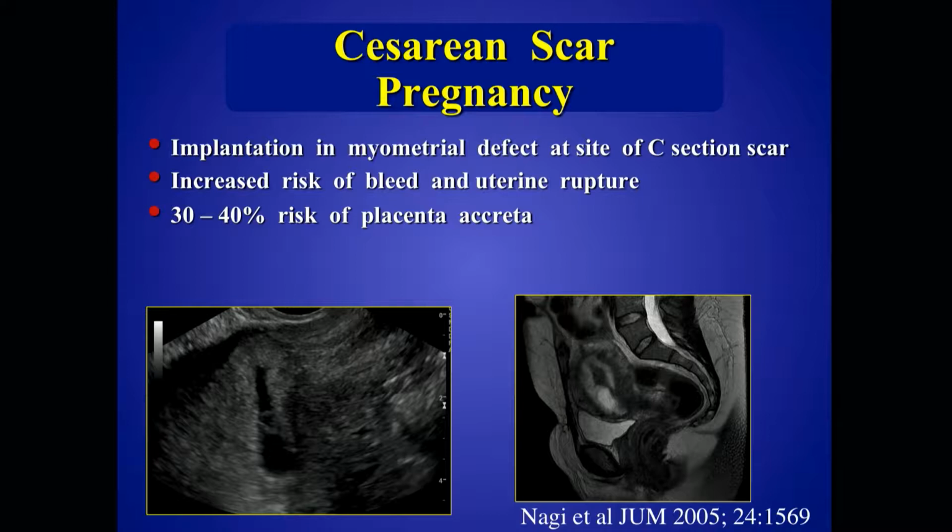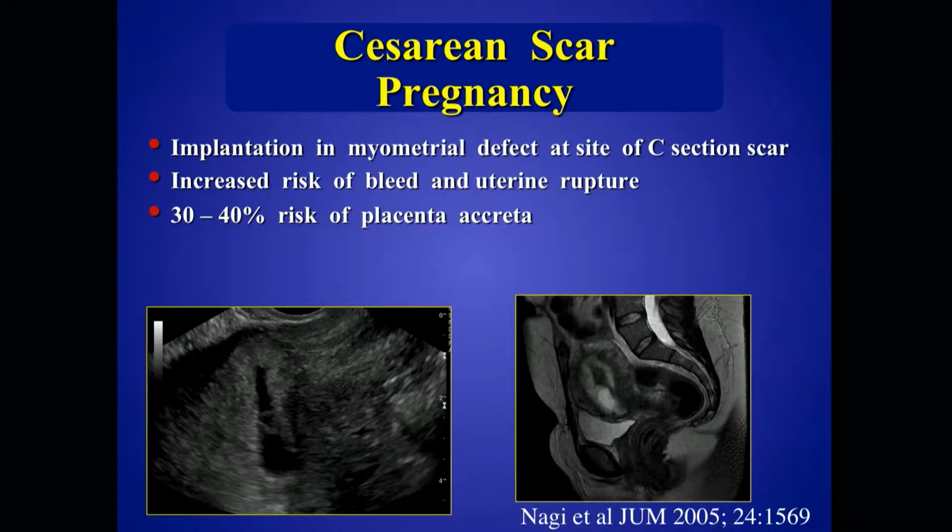So these pregnancies implant within the myometrial defect of the cesarean section scar. And as you know, there's an increased risk of bleeding and certainly uterine perforation if these things were to grow. And there's also a significant risk of placenta accreta as they invade into the myometrium at the site of the scar, with a risk up to 40%.